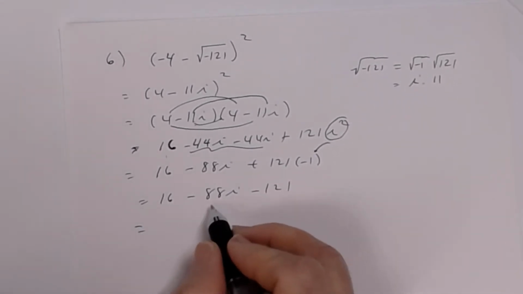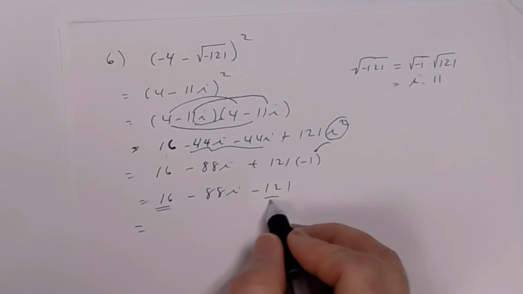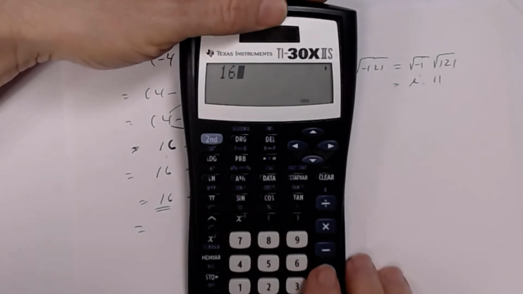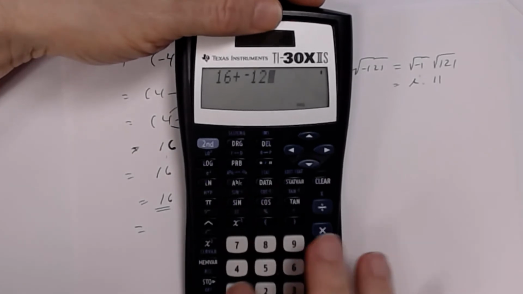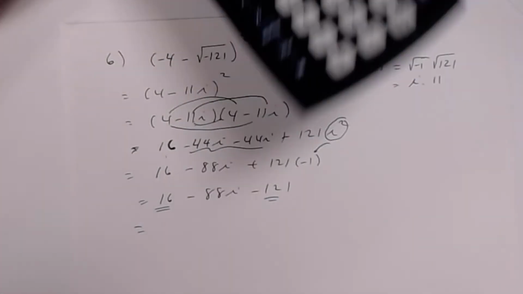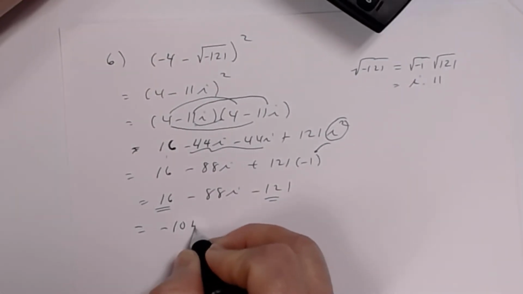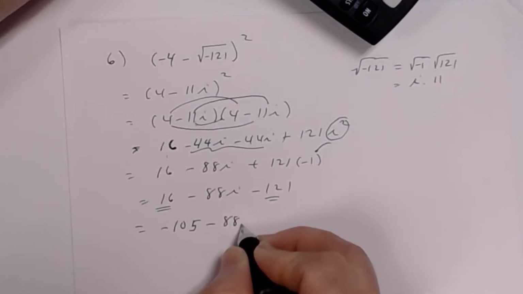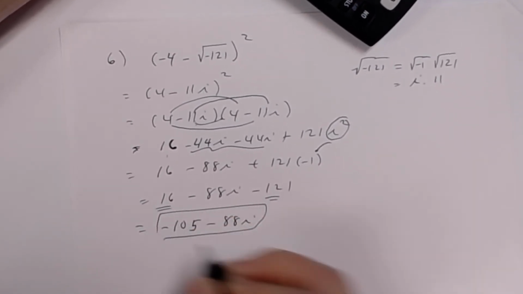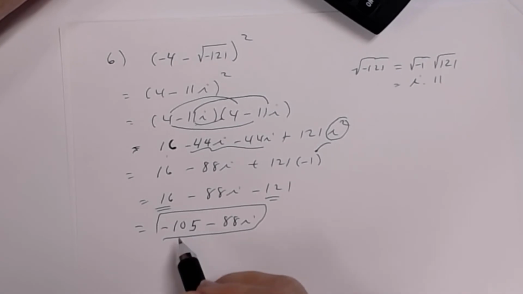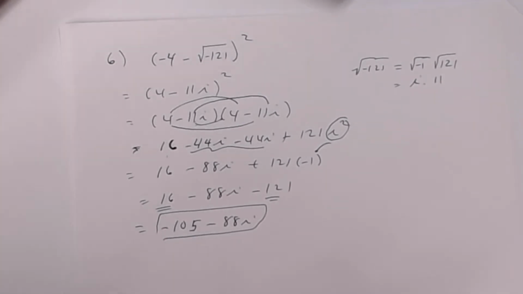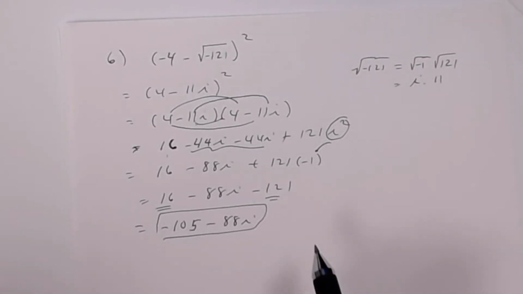And so now let's combine like terms. So 16 and a negative 121. Use your calculator if you need to. 16 plus a negative 121 gives me negative 105. So you had negative 105 minus 88i. And that's all you do. There's your answer. So you wrote this in the form a plus bi. All right, so that was number 6.